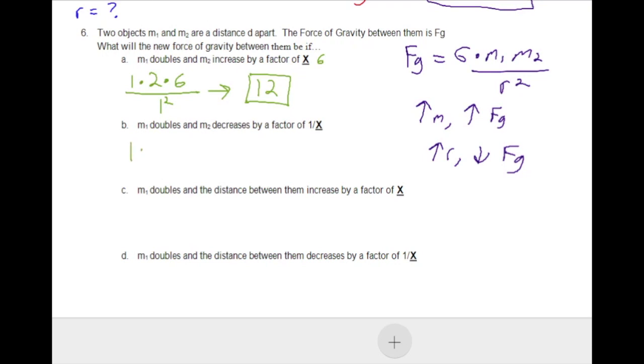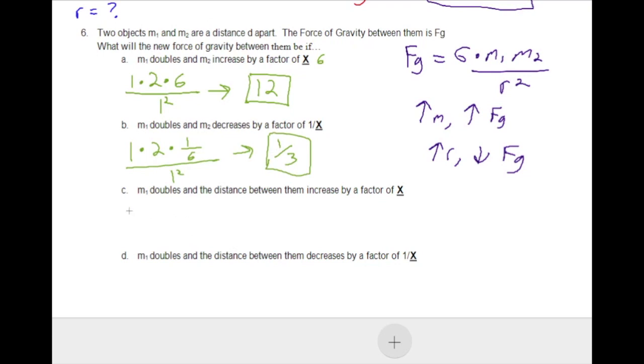Do the next thing for number 2. Same thing, G isn't mentioned, M1 is doubled, so that's 2, and M2 decreases by a factor of 1 over X. So that would be 1 over 6 this time. Doesn't mention R squared, so just leave that as 1. I find out that now my force of gravity has gotten smaller because one of the M's has doubled, but the other M has shrunk. Therefore, my force of gravity in this case is just 1 times 2 times 1 over 6. That is 1/3.